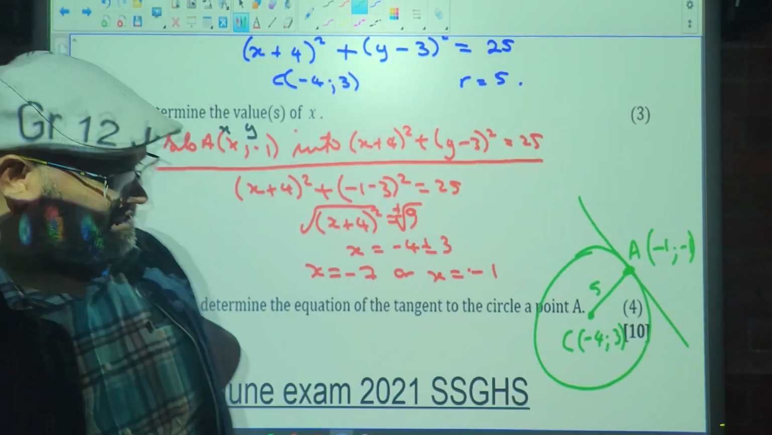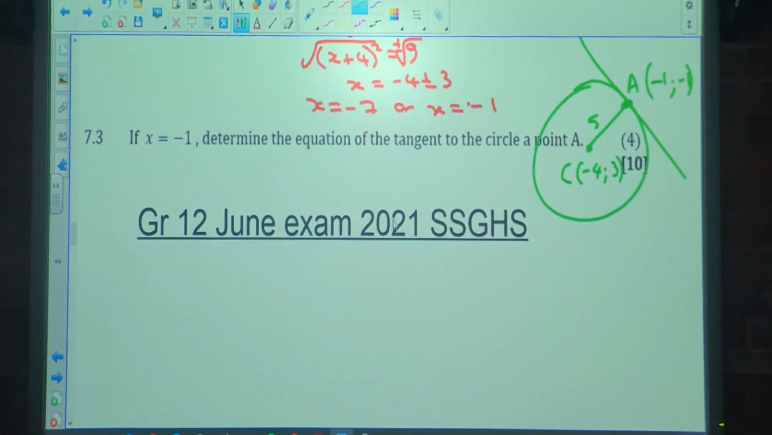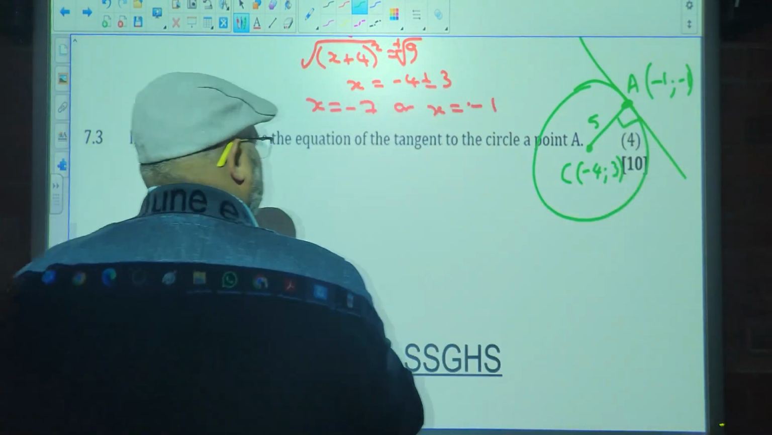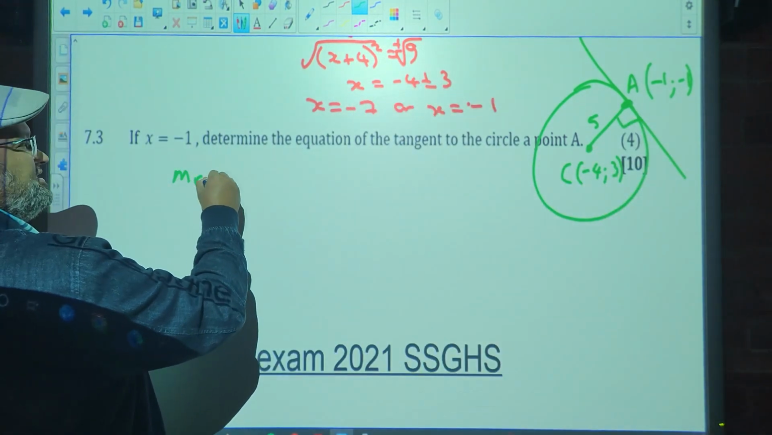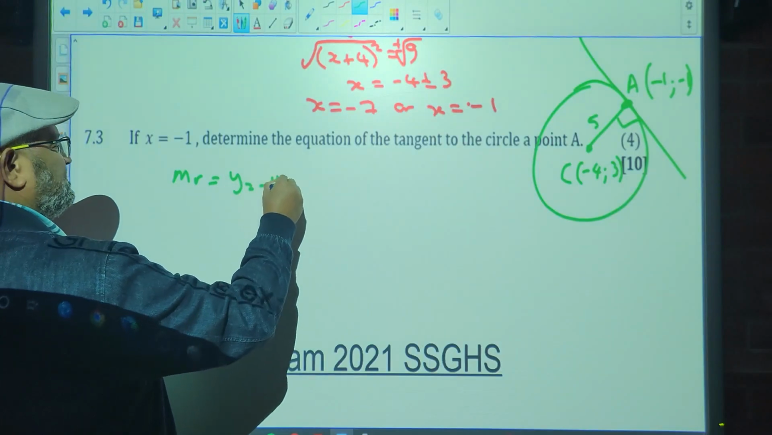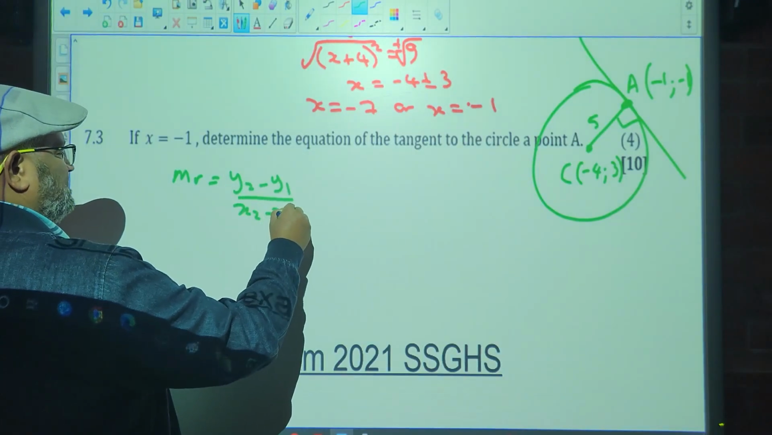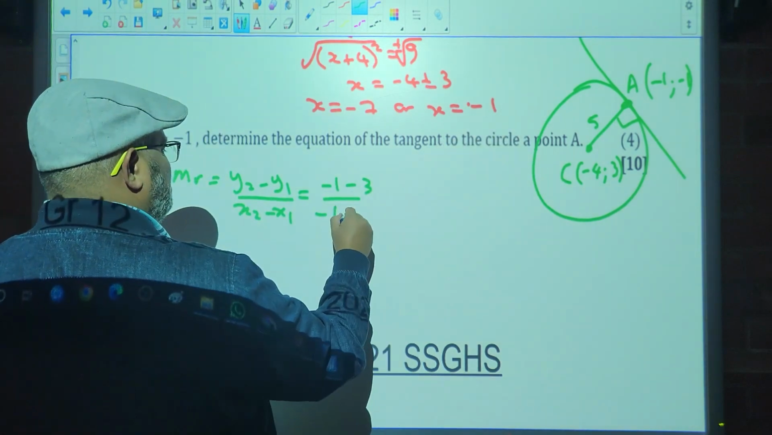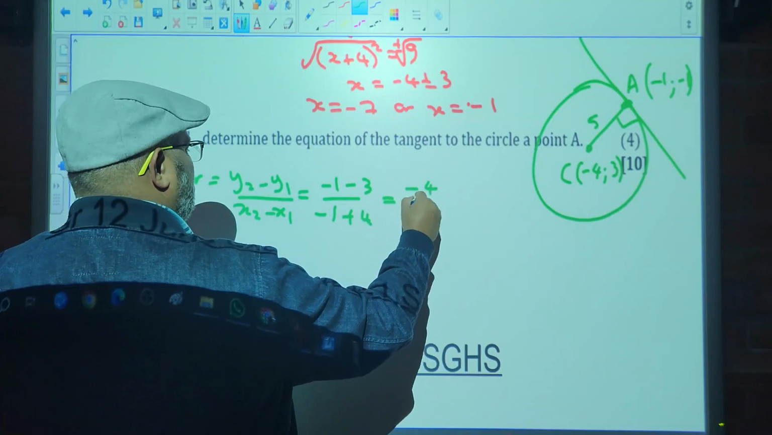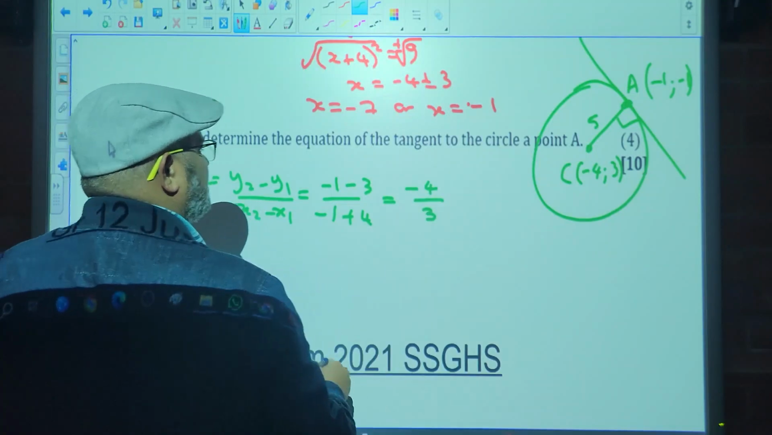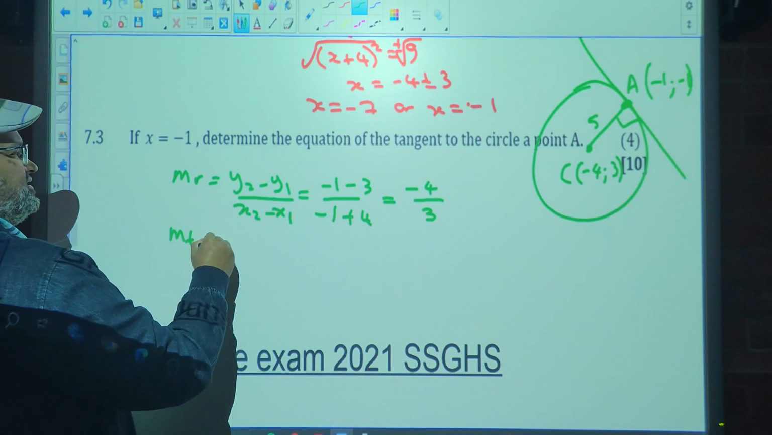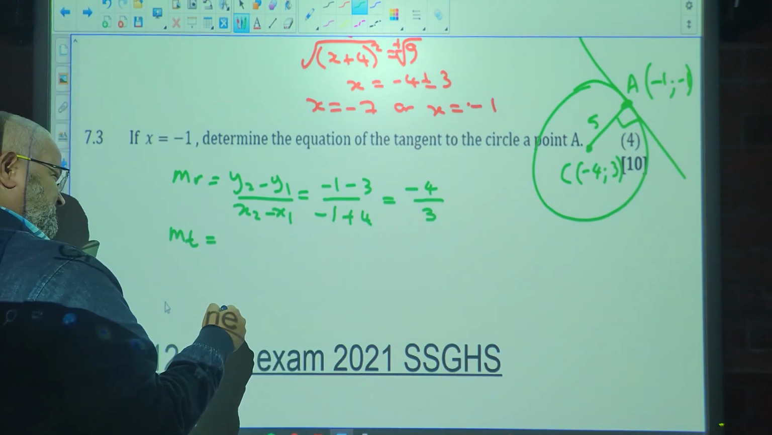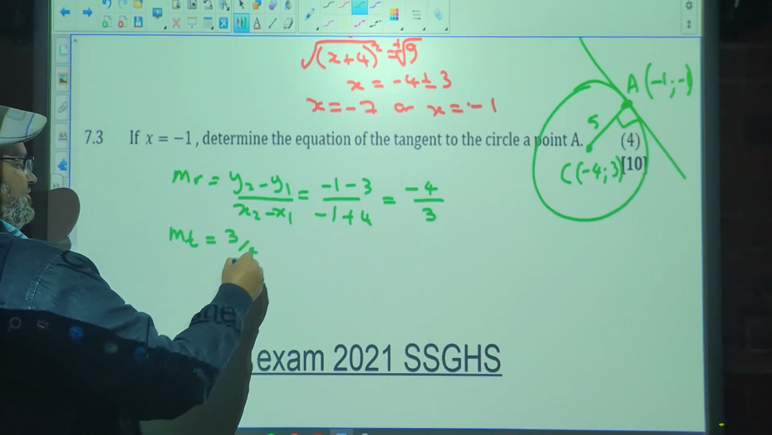So what do we know? What's the relationship that exists between the radius and the tangent? They are perpendicular. The gradient of the radius is equal to y2 minus y1 over x2 minus x1. So it's negative 1 minus 3 over negative 1 minus minus 4. So it's minus 4 over 3. So the gradient of the tangent times the gradient of the radius is negative 1. So they're perpendicular, so the gradient of the tangent is 3 over 4.